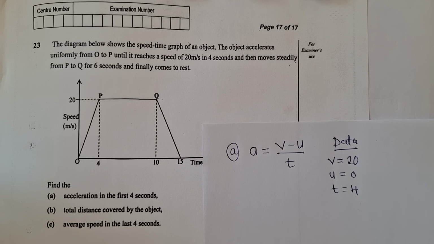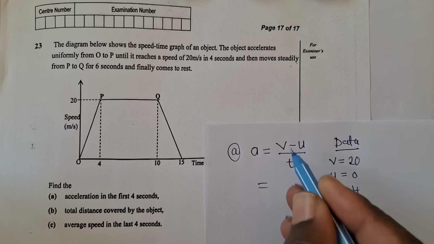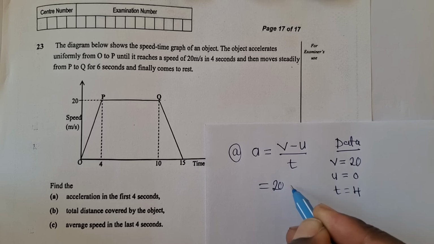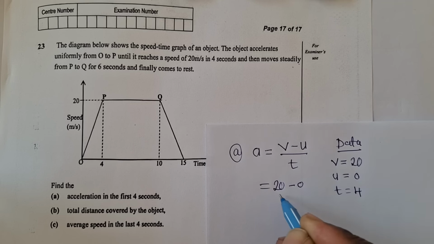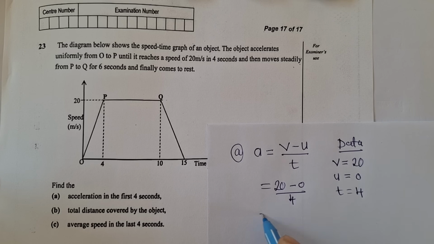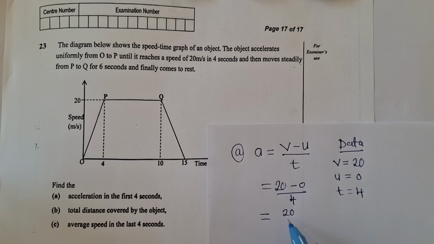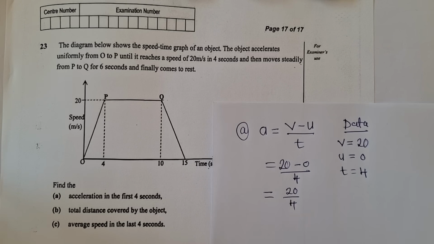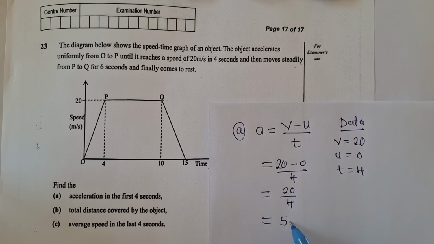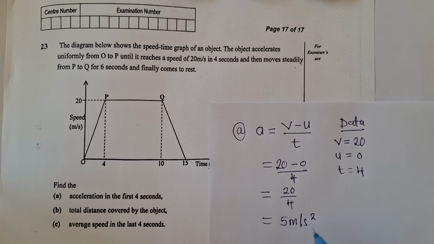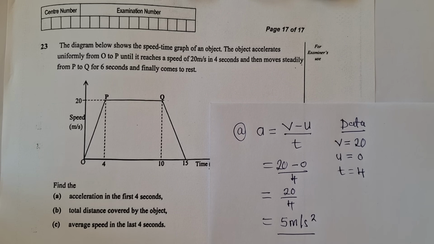So upon gathering this data, you can now just plug in your formula. That's 20 minus 0 over 4, and this of course is giving us 20 over 4, which is equal to 5 meters per second squared. Don't forget the units. So that's our solution for question A.